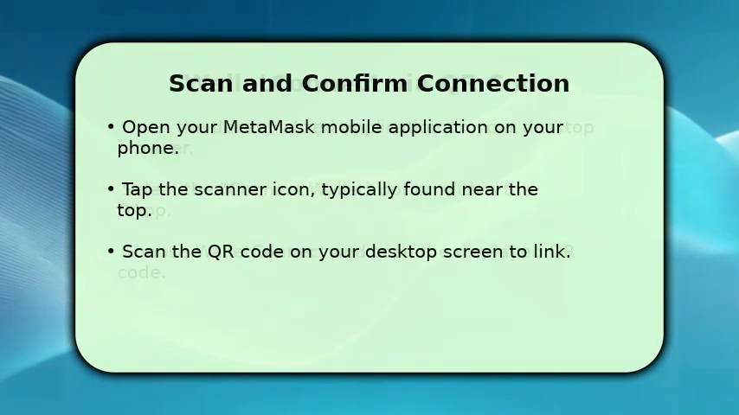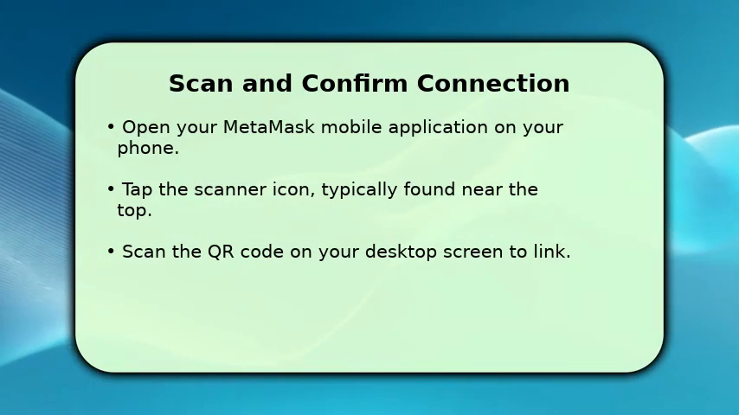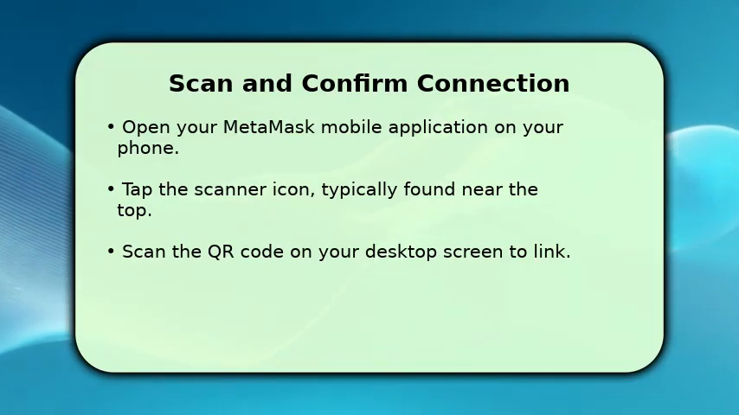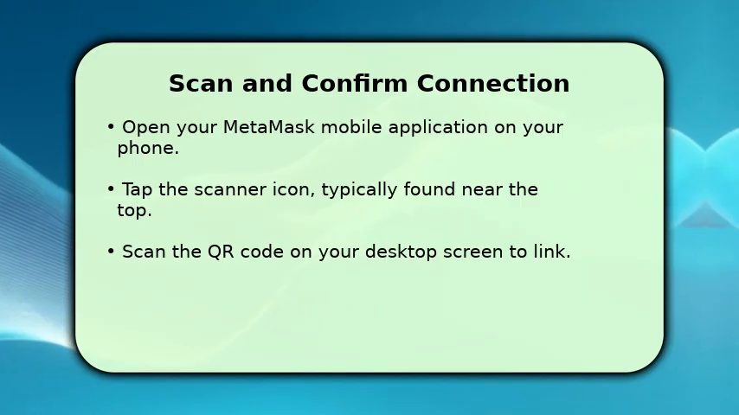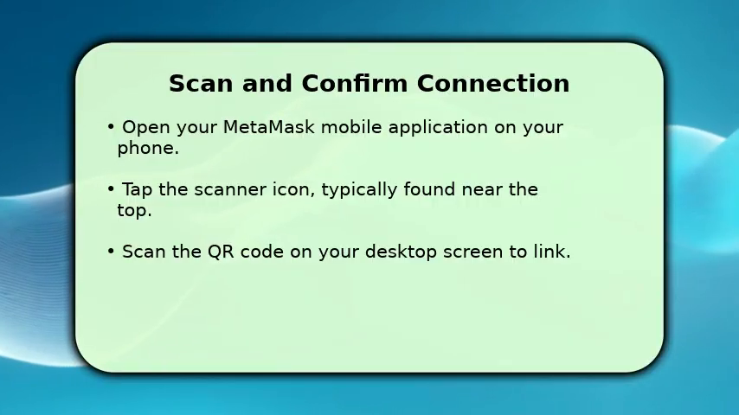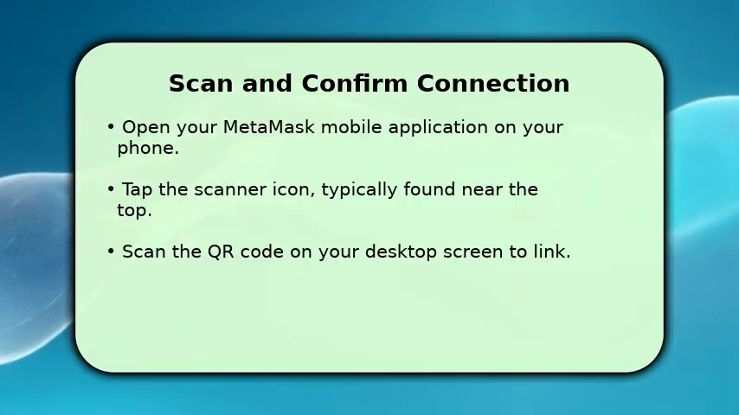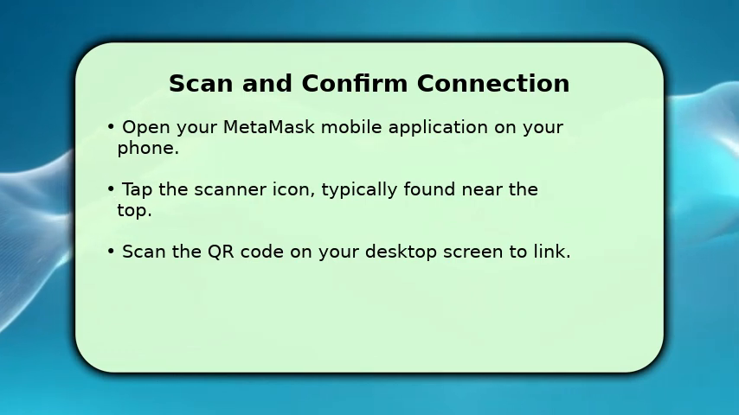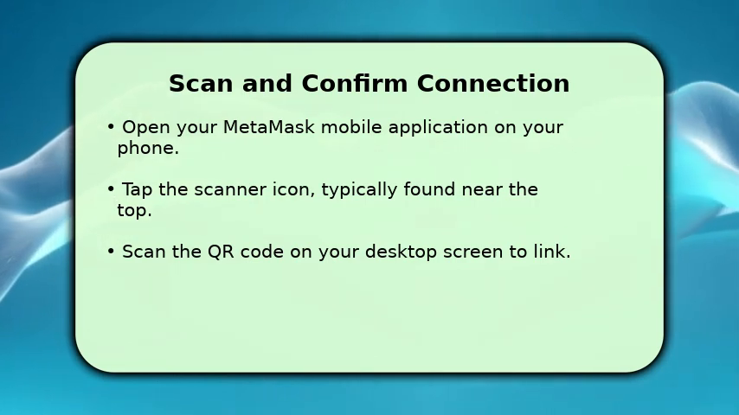device. Now, grab your mobile phone and open your MetaMask application. Within the app, locate and tap the scanner icon, which usually looks like a square or a QR code symbol, often positioned at the top of the screen. Carefully align your phone's camera with the QR code displayed on your desktop. Once scanned, your mobile MetaMask will prompt you to confirm the connection to the desktop decentralized application.